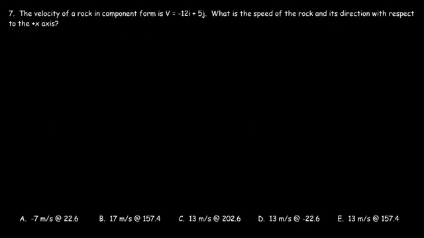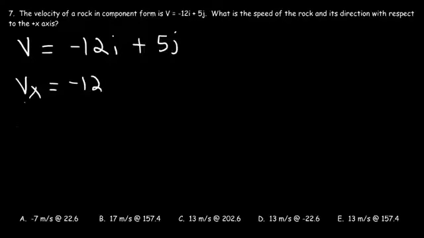Number 7. The velocity of a rock in component form is v is equal to negative 12i plus 5j. What is the speed of the rock and its direction with respect to the positive x-axis? So what you need to know in this problem is that the number that's in front of the letter i represents the value of the x component, and the number in front of the letter j represents the y component.